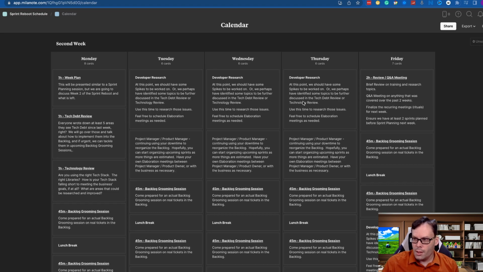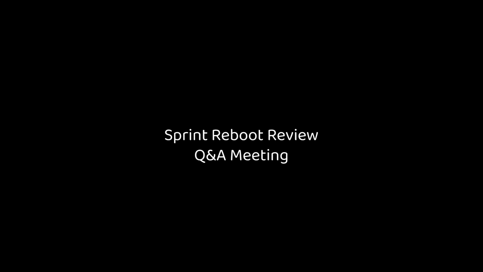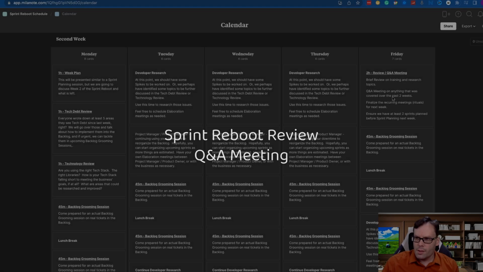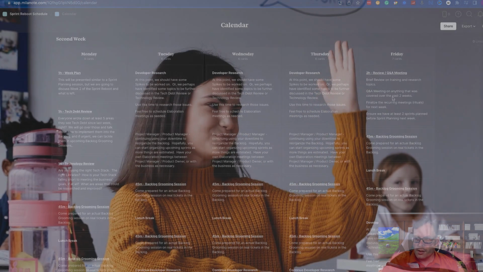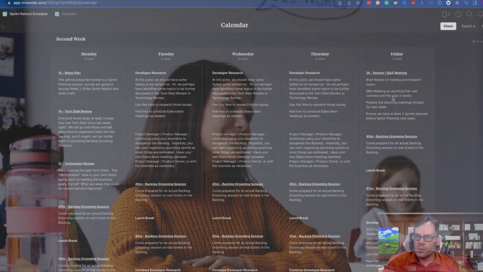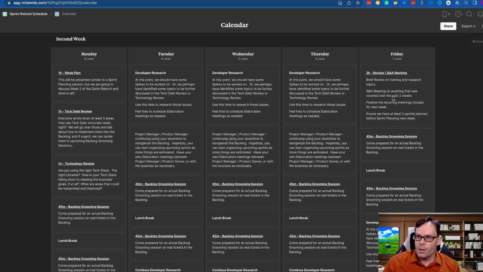Then on Friday, we are going to have a 2-hour review and a QA meeting. So this, again, is to go over any questions that anybody may have. There's a lot of topics that have been covered over the past 2 weeks. There's a lot of things that have been reviewed on our own code and our own processes.